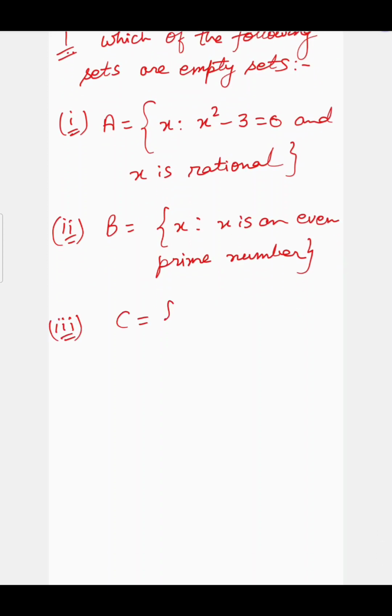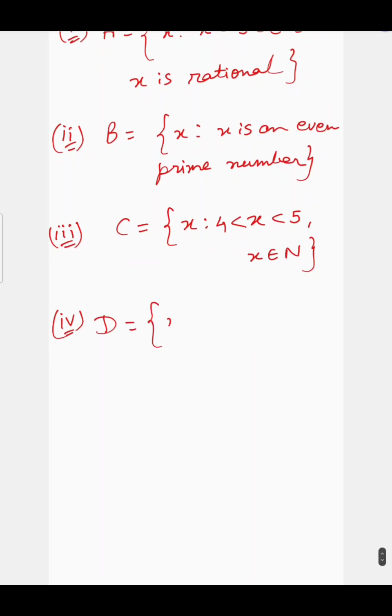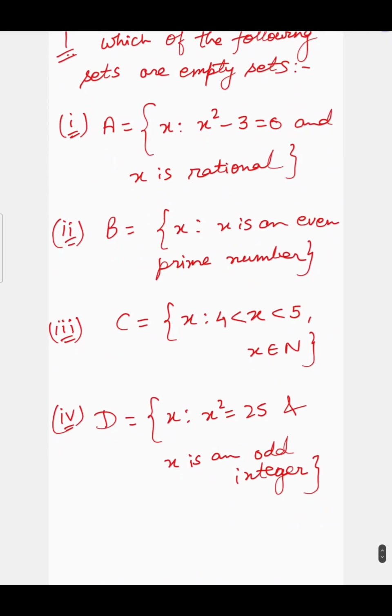3. C is equal to the set of all x such that x ranges from 4 to 5 and x belongs to natural numbers. And 4, set D is equal to the set of all x such that x squared is equal to 25 and x is an odd integer. Pause the video and try these questions.